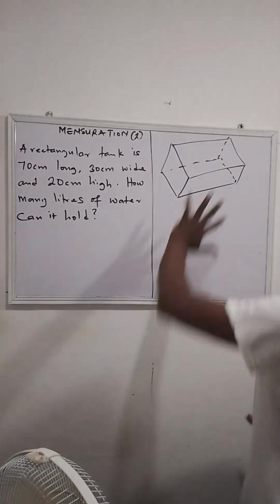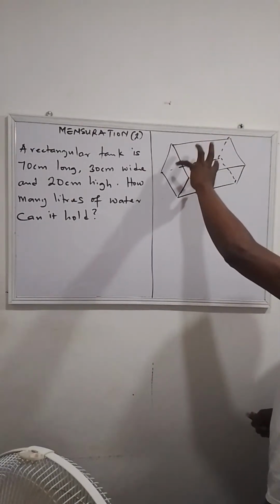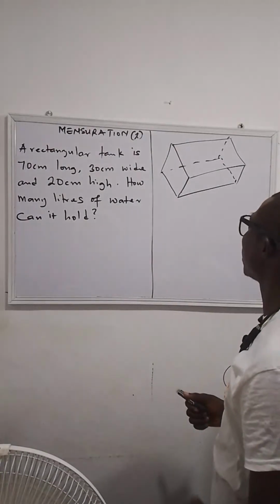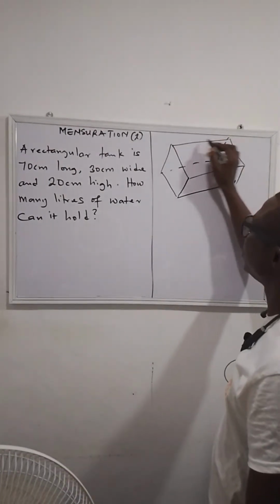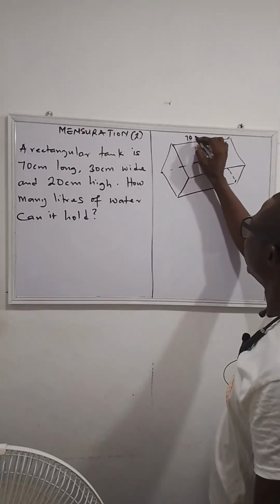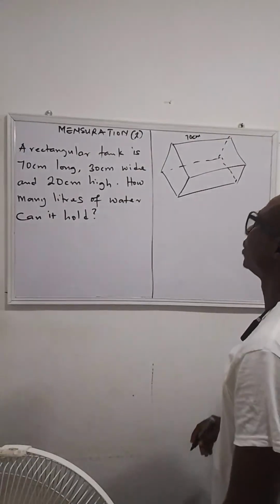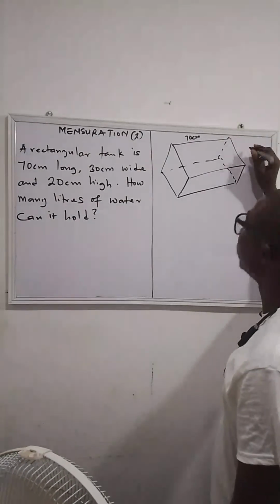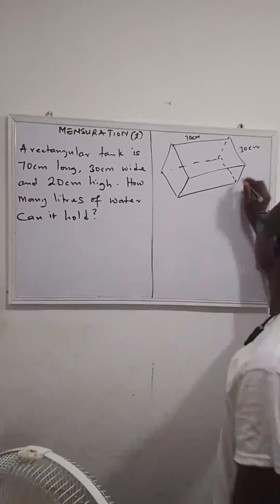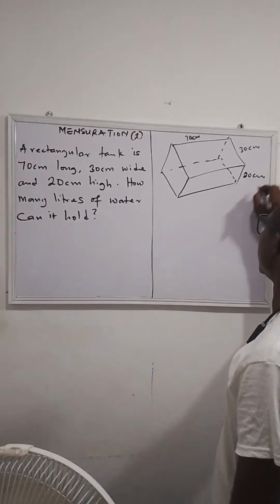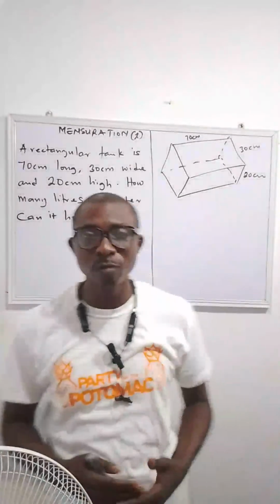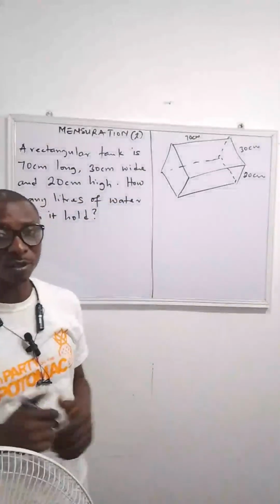We want to know the volume of water that this tank is going to contain. That's what the question is asking for. Now look at it. We have been given that the length is 70 centimeter and the width is 30 centimeter, while the depth, which is the height, is 20 centimeter. The question asks you to find the volume in liters. Let's first get the volume in centimeter cube.